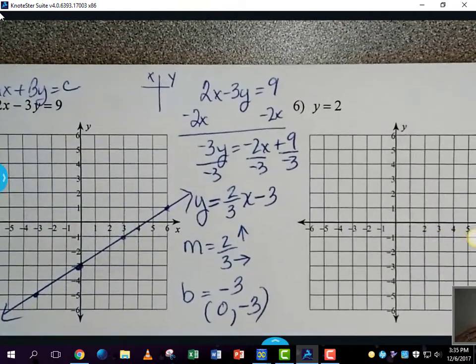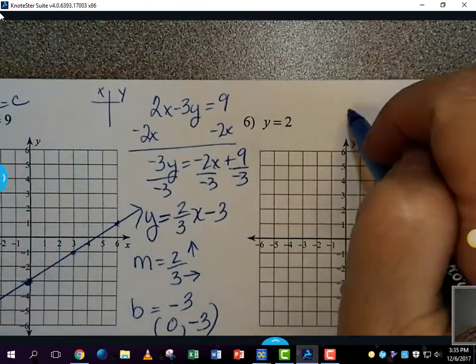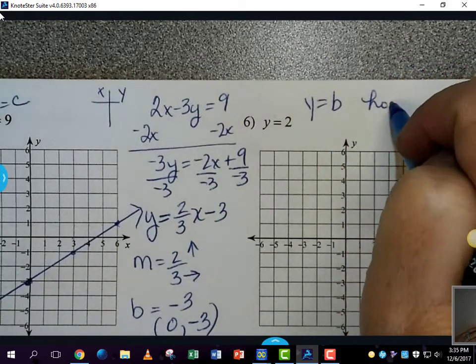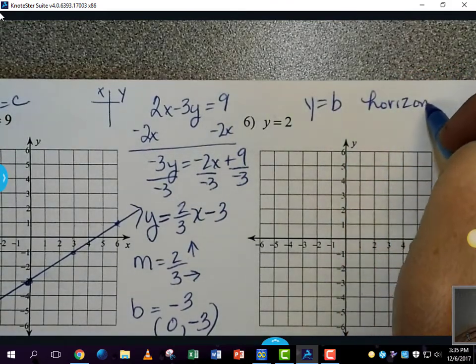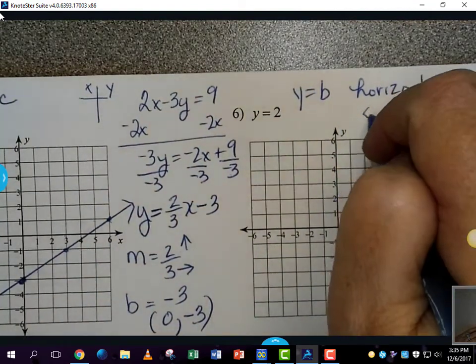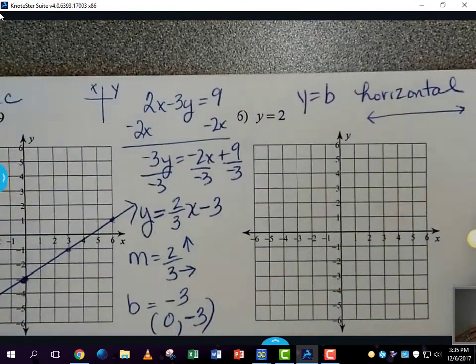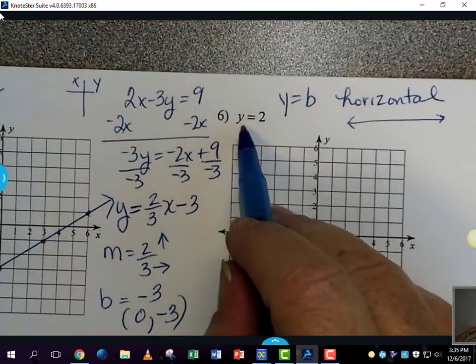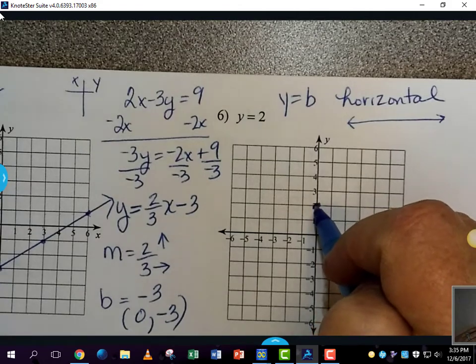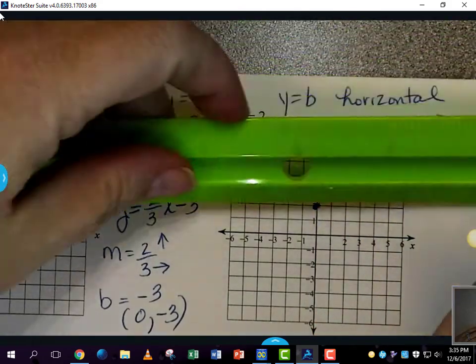Okay, the next one is in the form y equals 2. So if it is y equals b, this is going to be a horizontal line. All right, so I'm drawing a horizontal line, which is this kind, right? And where am I going to be drawing it? Well, wherever y is equal to 2. So here's my y-axis. Here's where y equals 2, and I'm drawing a horizontal line.